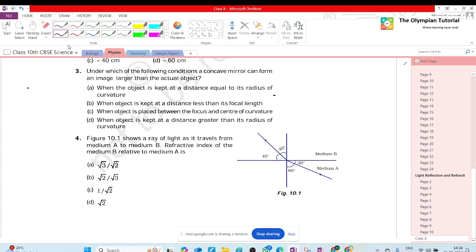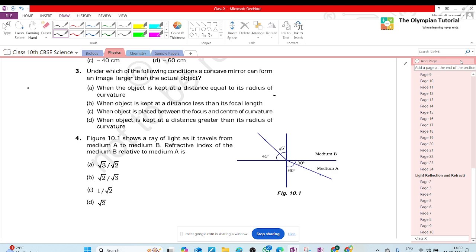Ma'am, not the last one, no, ma'am. The image will be virtual and erect. Virtual, it is the last one, I think. So it has to be erect. Erect, that's why dentists are using it. Yes, ma'am. And the object is kept between F and O, the pole. In case of a mirror it is pole, P. Getting it?